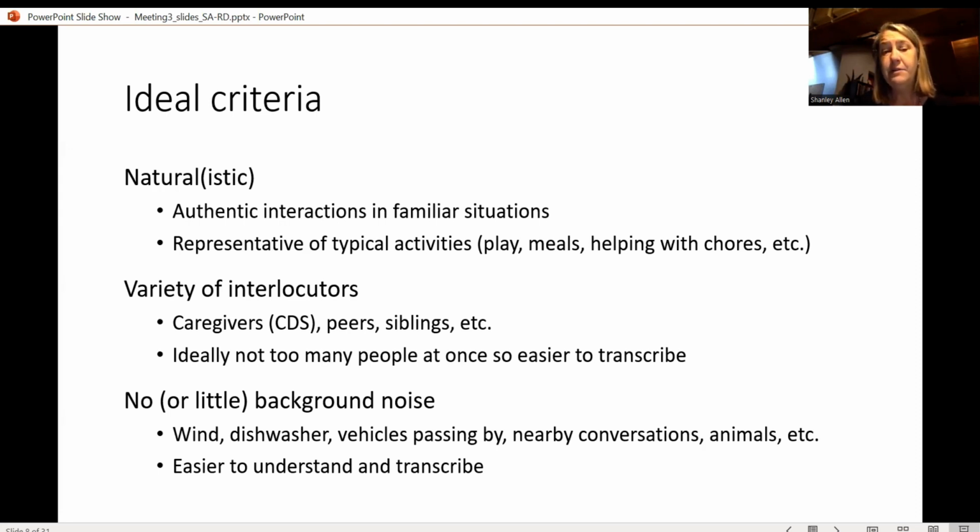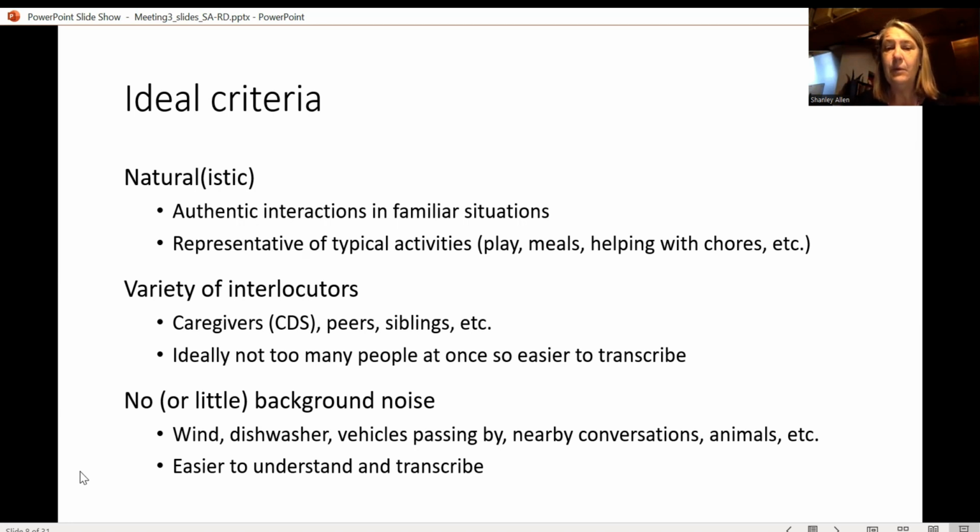And then also think about background noise. Ideally, you don't want any background noise, because any background noise makes it more difficult to transcribe. Our human brain tends to factor out this background noise, but tapes don't tend to factor it out, unfortunately. So things like wind in the background, or the dishwasher going, vehicles passing by on the street, nearby conversations, animals barking or meowing or whatever. All of those things our brain doesn't pay attention to, but will be very present for you in the recording.